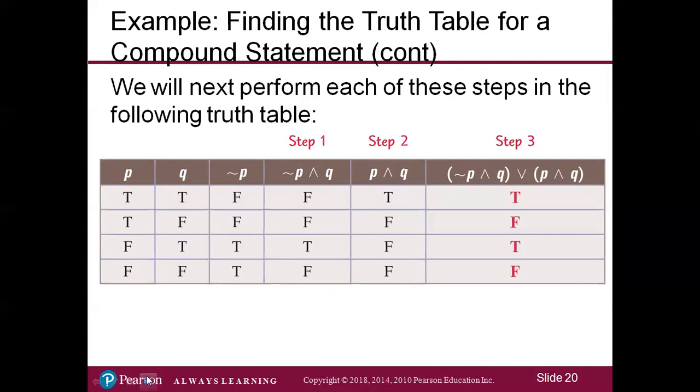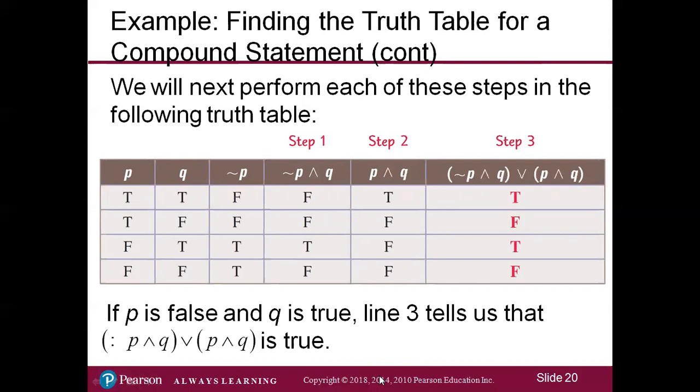Now we look at the step 1 column and the step 2 column, and we OR the results. ORs are false if both components are false. If you look at the columns for step 1 and step 2, both components are false on line 2 and line 4. So the truth table result for our statement is TF, TF. If P is false and Q is true, line 3 tells us that not P and Q, or P and Q, is true.